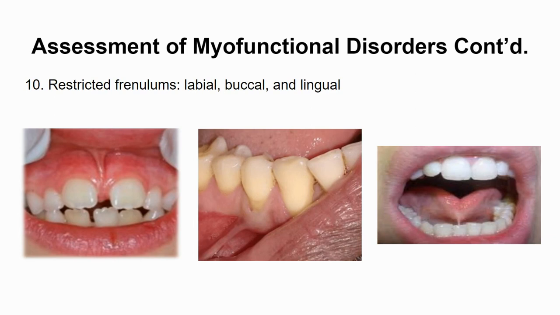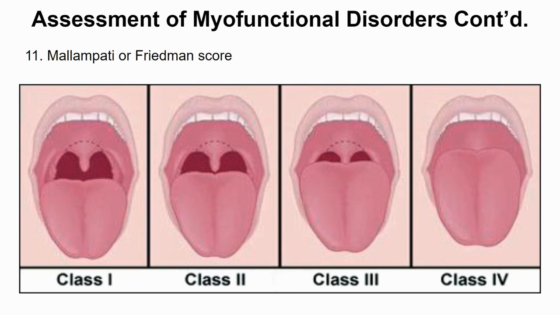Restricted frenums, such as a labial, buccal, and/or lingual frenum, can contribute to craniofacial changes, airway impingement, digestive problems, and other overall health effects. The Mallampati score, which is seen on the screen, or the Friedman score, are used to help assess the airway. In many cases, a Class 3 or Class 4 Mallampati score may indicate an airway obstruction by the tongue.